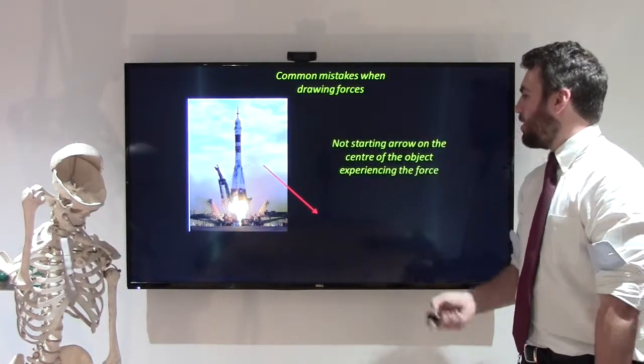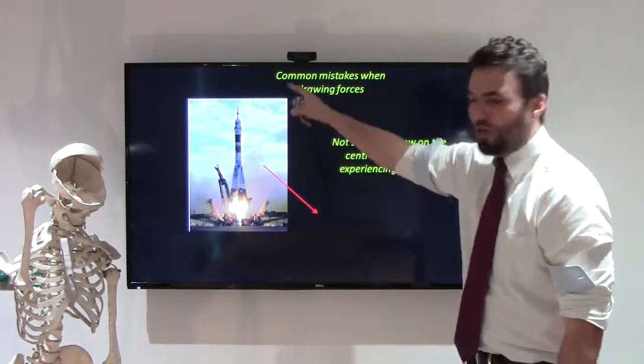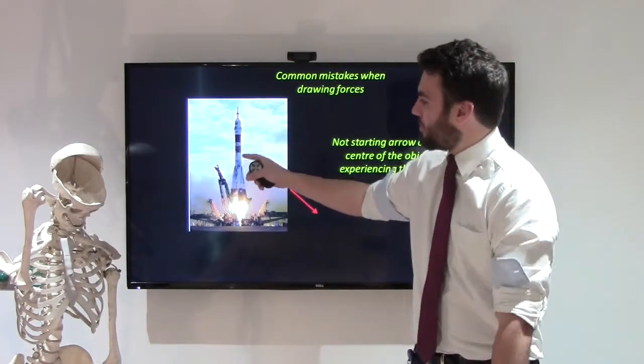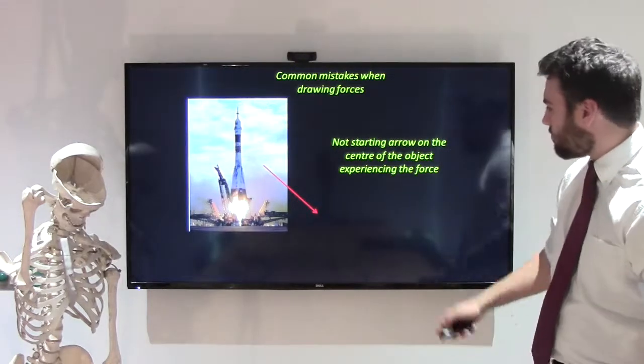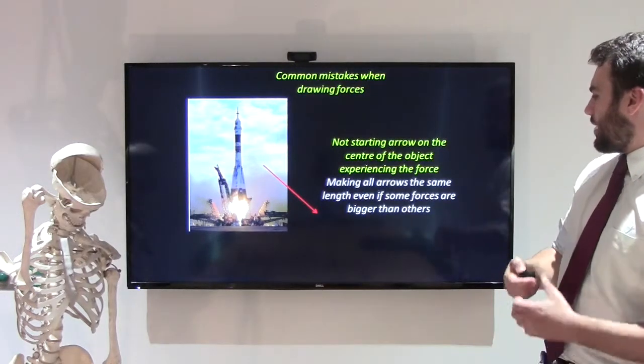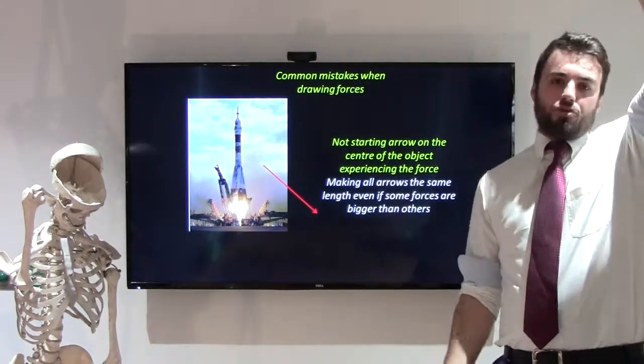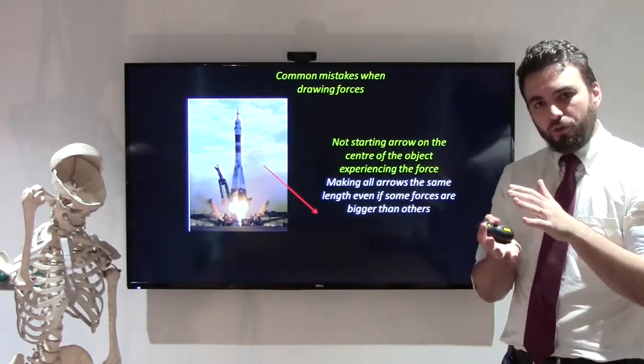Common mistakes. Not starting the arrows on the object. Sometimes people draw them over here. Well, what's that on? I don't know. It doesn't make any sense. Let's draw them roughly from the centre of mass of the object, making sure the arrows have a length that depends on the size of the force. You've got big force, long arrow please, small force, smaller.